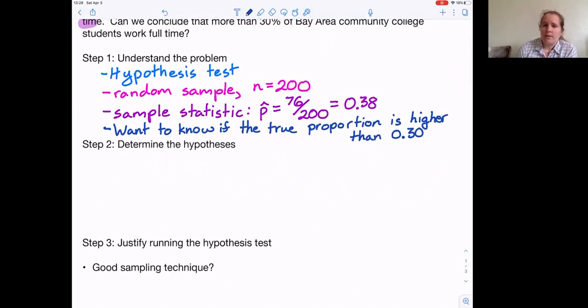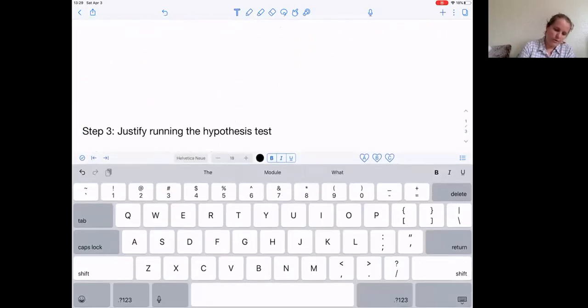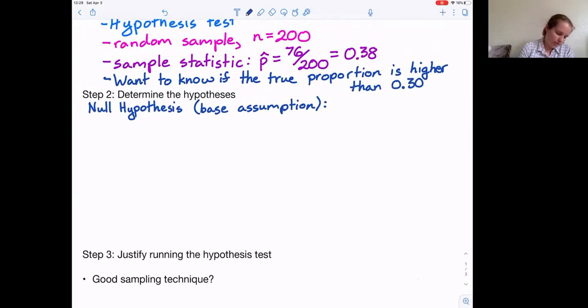So we're going to have two hypotheses. One is sort of what our hunch is, and the other is what we are going to use as our base assumption. So our hunch is that it's higher, more than 30%. We're going to use 30% as our base assumption. So we have what is called our null hypothesis. This is essentially our base assumption. And then we will have our alternative hypothesis. And this is essentially our hunch.